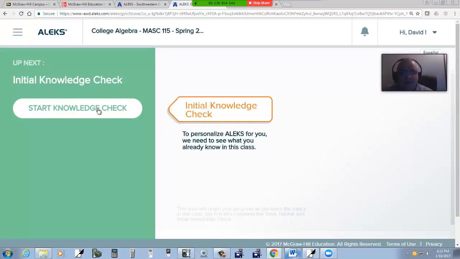Now when you do this knowledge check, you want to make sure you put the appropriate effort into it. Because what this does is determine where your level of knowledge is in mathematics. It'll take a little while to do the knowledge check. So if you go through and you don't take it seriously, and you miss most of the problems, it'll assume you need to cover every topic. So it may give you a whole slew of work to cover each week.